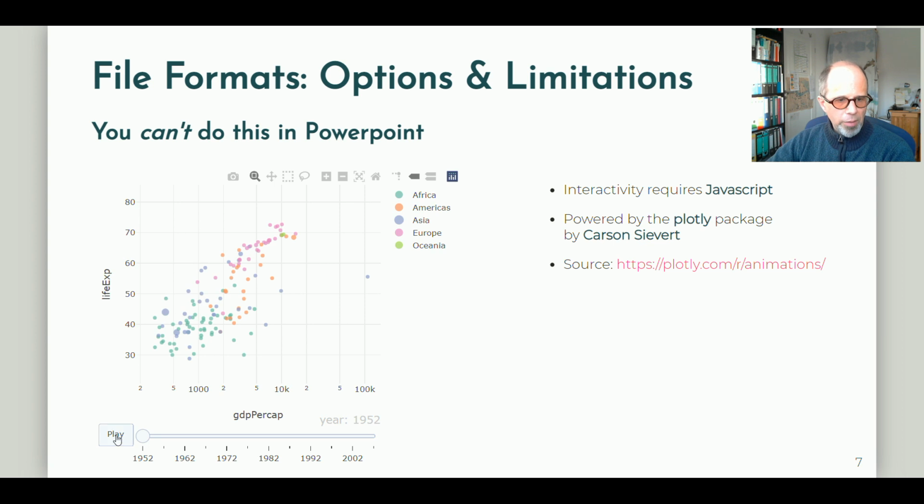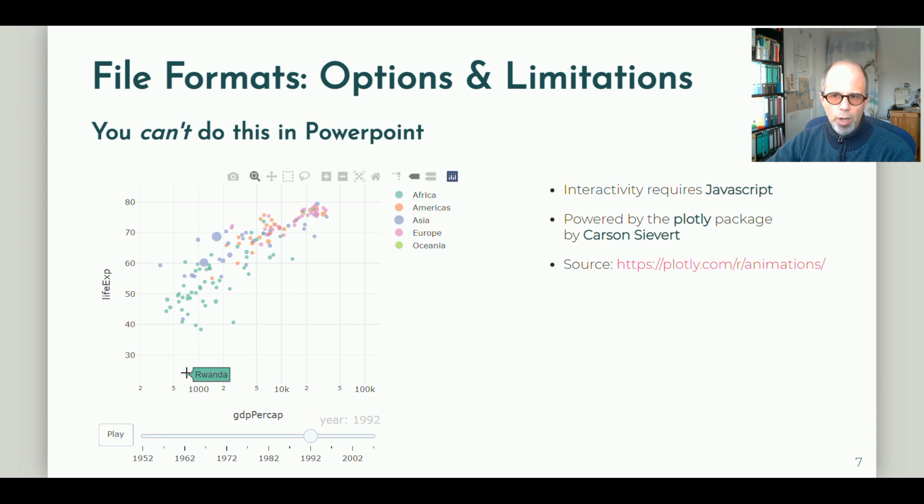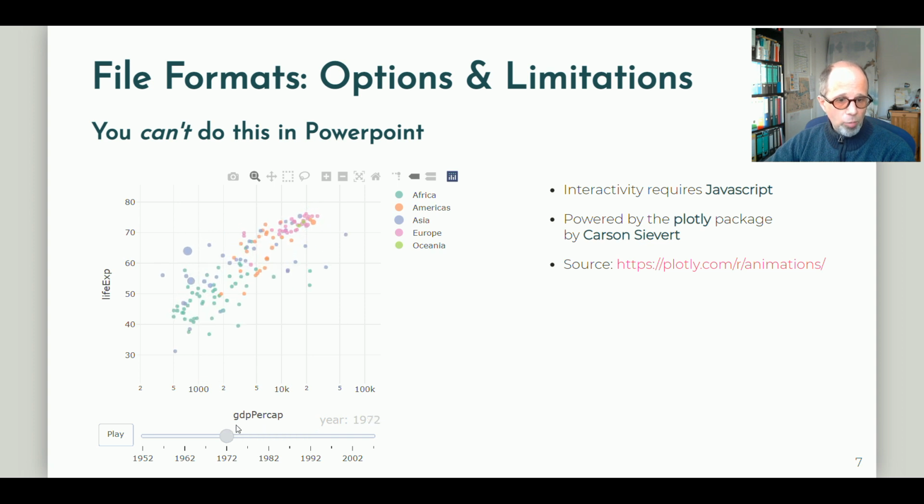I can start the animation by pressing this play button, and you see that there's a slider at the bottom, and I can use this slider to really interact with the chart and go to any point in time that I like. For example, I can check out the year 1992, and there's one country that really drops off in life expectancy on the y-axis, and mouse over shows me it's Rwanda, tragic events there with the genocide.